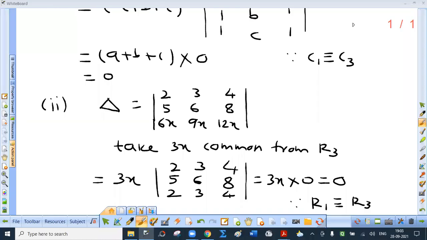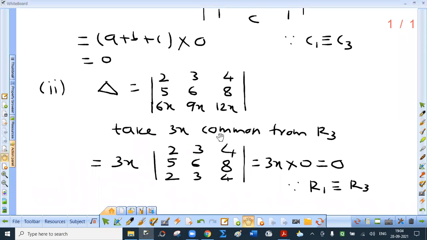Second, delta is determinant 2, 3, 4, 5, 6, 8, 6x, 9x, 12x. I can say take 3x common from R3. To take 3x common means to divide each element of third row only by what? 3x. So what remains is 2, 3, 4. Note that first and third rows are identical. Value of the determinant is 0.